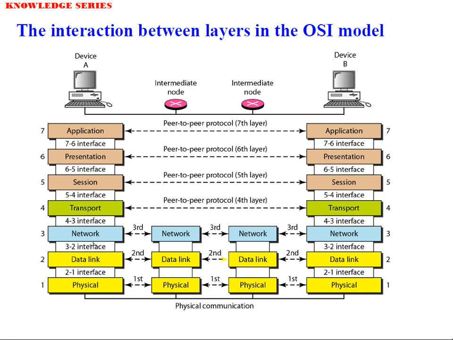Now here a device A wants to communicate with device B. So this is our communication. Normally what we see is that this device will send a signal through a cable, a wired or wireless medium, to an intermediate node, and from here again networking takes place, and it will reach another node. From there it goes to a computer.